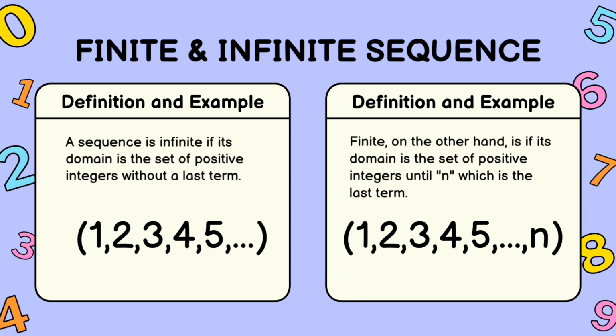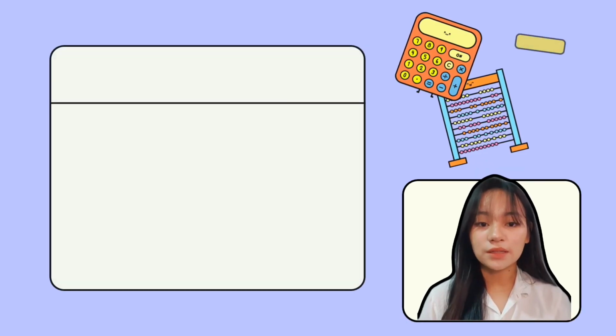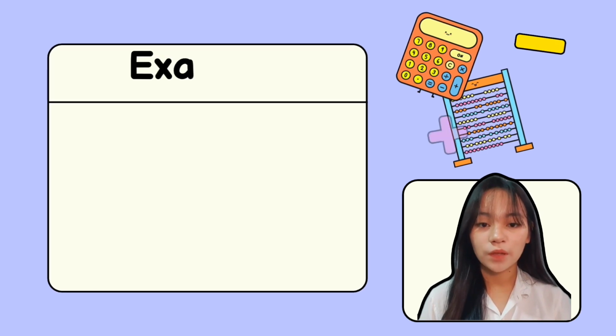A sequence is finite if its domain is a set of positive integers 1, 2, 3, 4, 5 until n, which has a last term. Each number in a sequence is called a term.